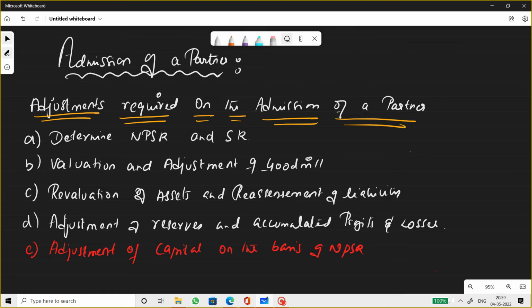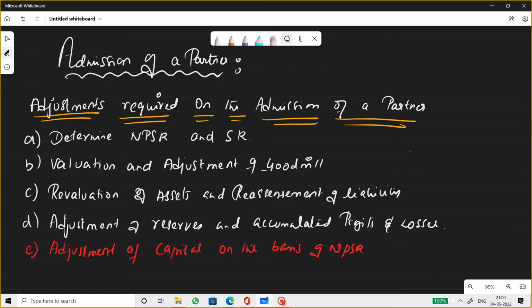Here I am going to explain the accounting treatment relevant for the admission of a partner. So when a partner is admitted, adjustments required on the admission of a partner are the following. Determine the new profit sharing ratio of the partners and the sacrificing ratio. NPSR stands for new profit sharing ratio and SR stands for sacrificing ratio. So the first type of questions will be based on this topic.